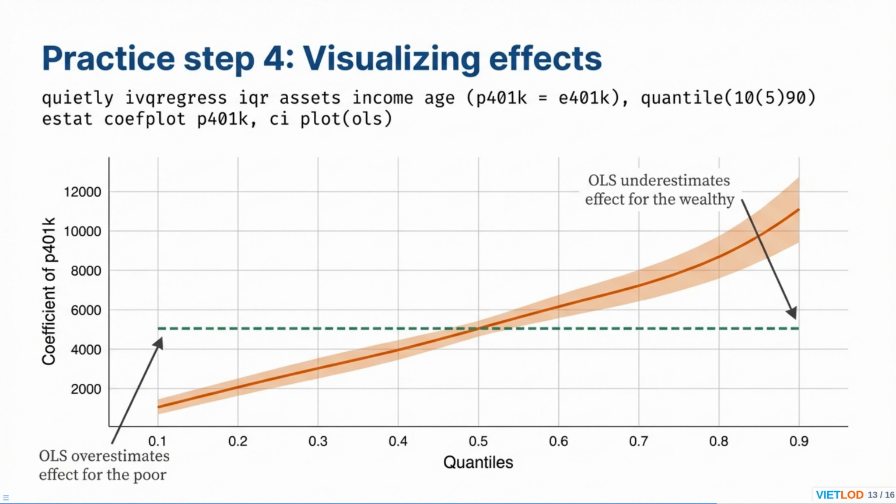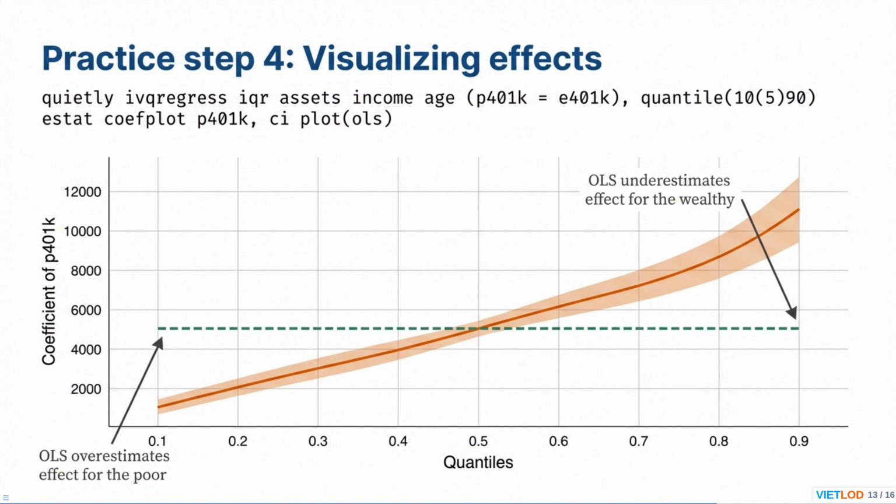Our inference check shows that all p-values are below 0.05, and confidence intervals do not include 0, confirming statistical significance. In conclusion, these results reveal that the policy exacerbates wealth inequality by benefiting the rich far more than the poor, a nuanced finding that standard OLS regressions would simply overlook.